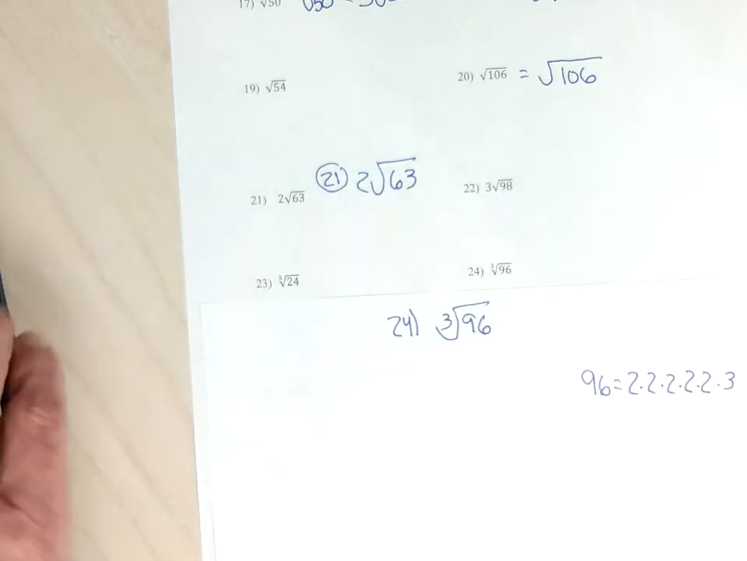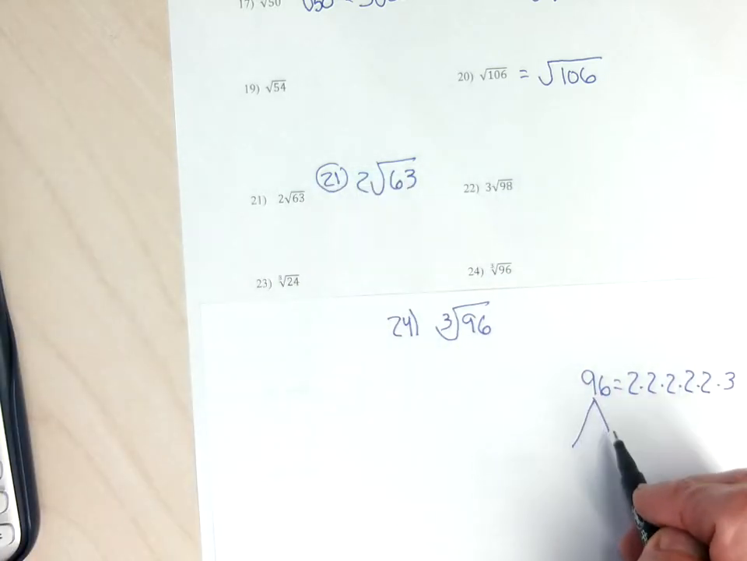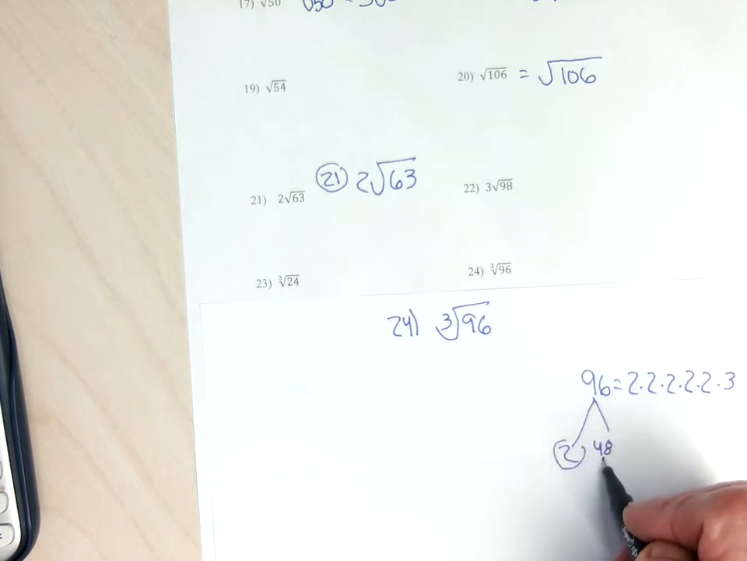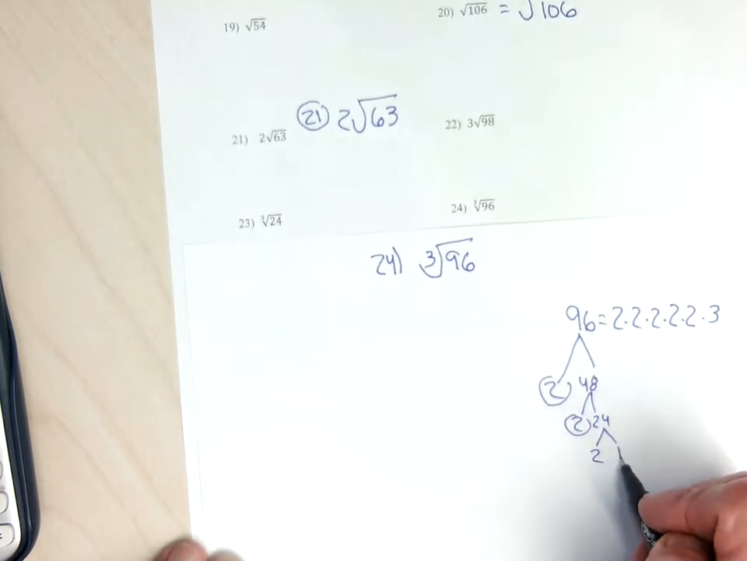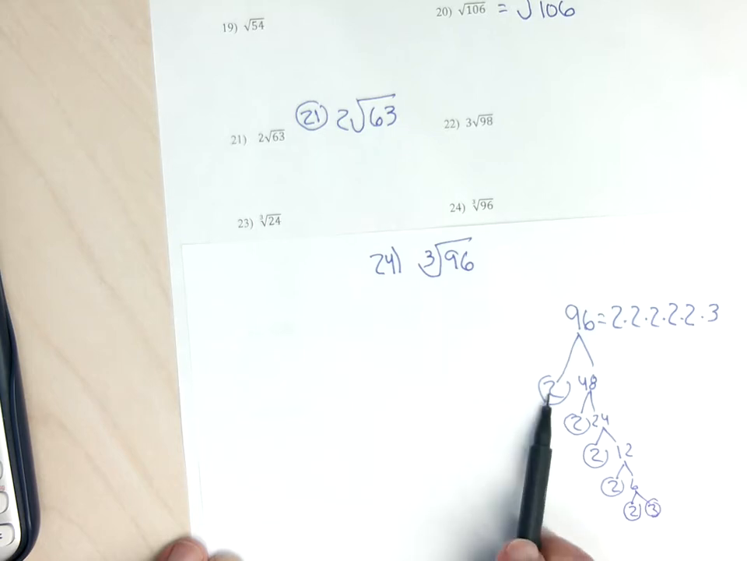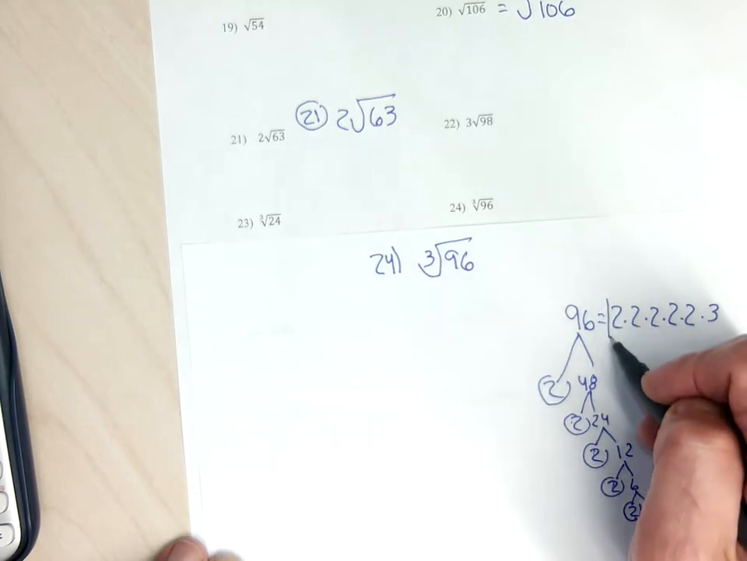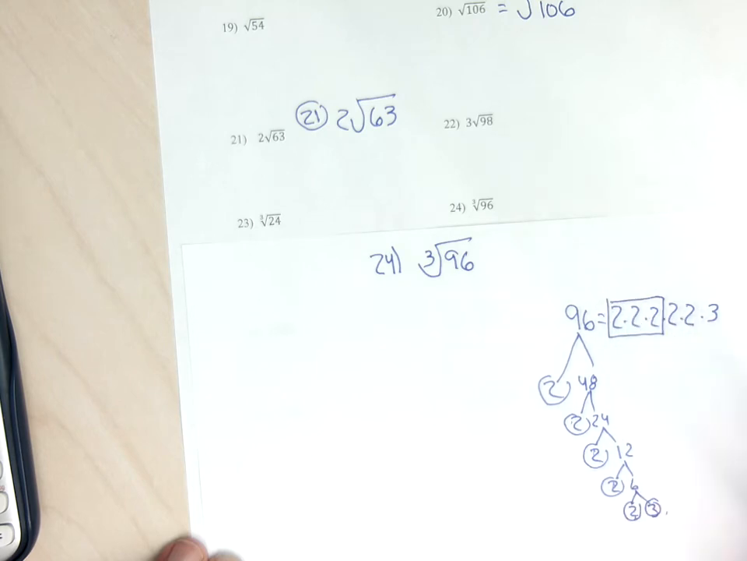To do this without my calculator, I could go like 96 is 2 times 48. 48 is 2 times 24. 24 is 2 times 12. 12 is 2 times 6. 6 is 2 times 3. And I'd get the 1, 2, 3, 4, 5 2s and a 3. This is a cube root, so every time I get 3 of a kind, I get 1 out front.